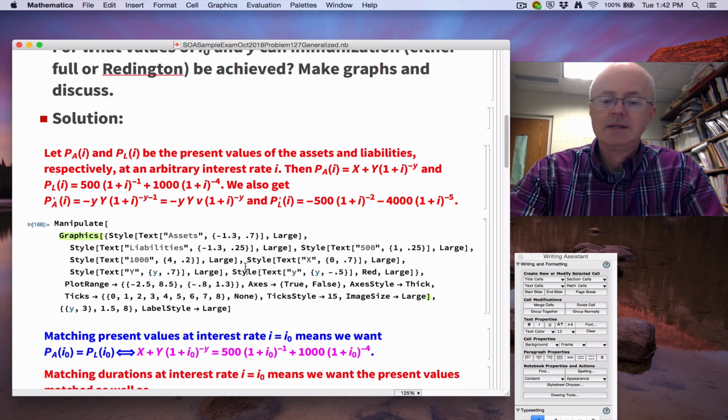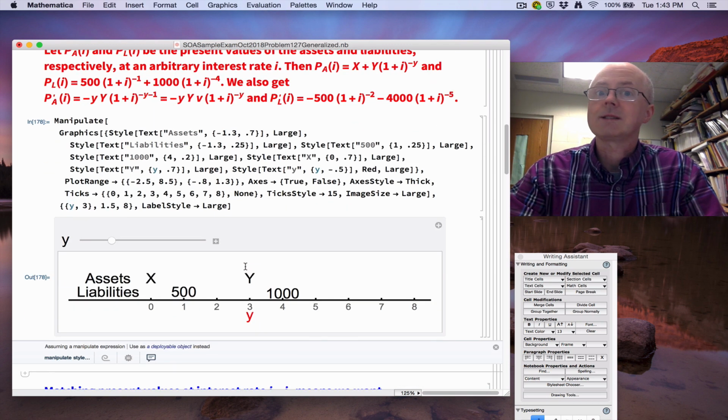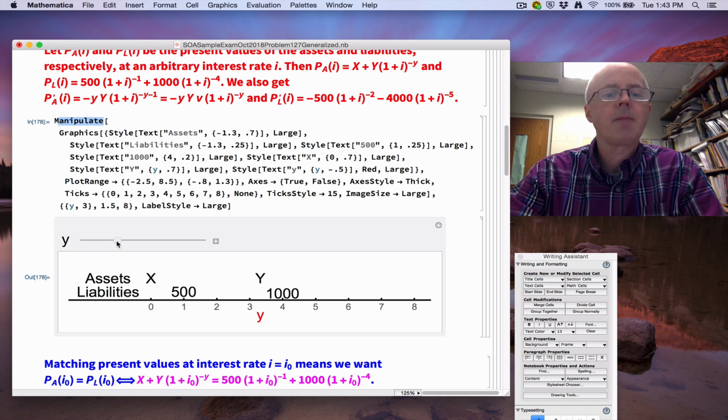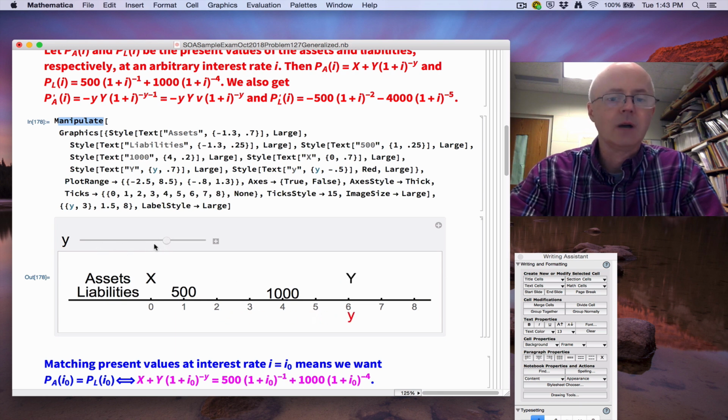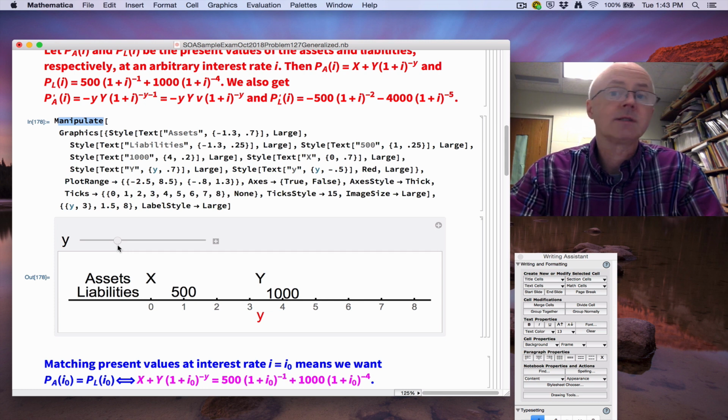This Mathematica code that we see here is going to make a time diagram for us, but it's not a static time diagram. It's something I can change. Okay, Manipulate is what does that for me. So it's a time diagram. We see the asset payments of amount capital X at time 0 and amount capital Y at time little y. And I can change little y, and that also changes where capital Y is as well. Okay, and as little y changes, the values of capital X and capital Y can change as well. Capital X and capital Y will depend on little y as well as I0. You've got the liabilities of 500 at time 1 and 1,000 at time 4.